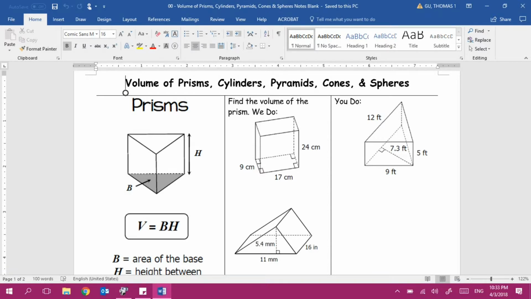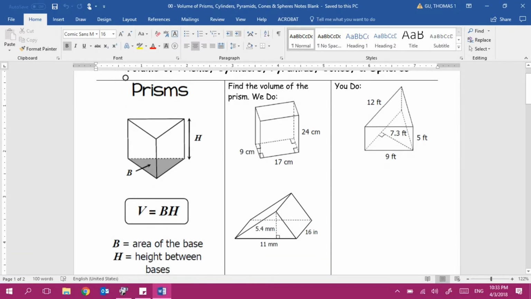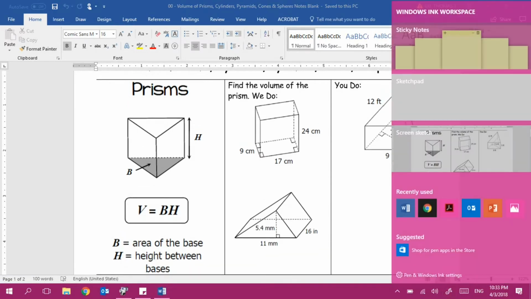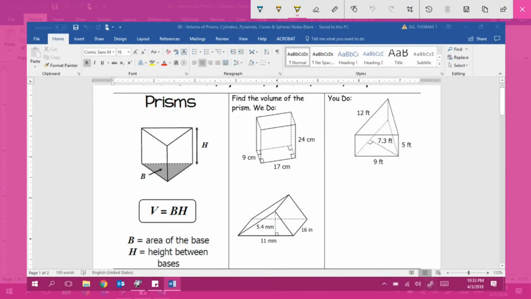Today we're doing volumes of prisms, cylinders, pyramids, cones, and spheres. Oh my goodness, so much fun with 5 different volume formulas, starting with prisms. Let's get straight into it. We're just going to do a bunch of examples showing you how these formulas work, and this is going to be very important because unless you can memorize all these formulas, you're probably going to have to refer to your notes sheets. So let's get to it.